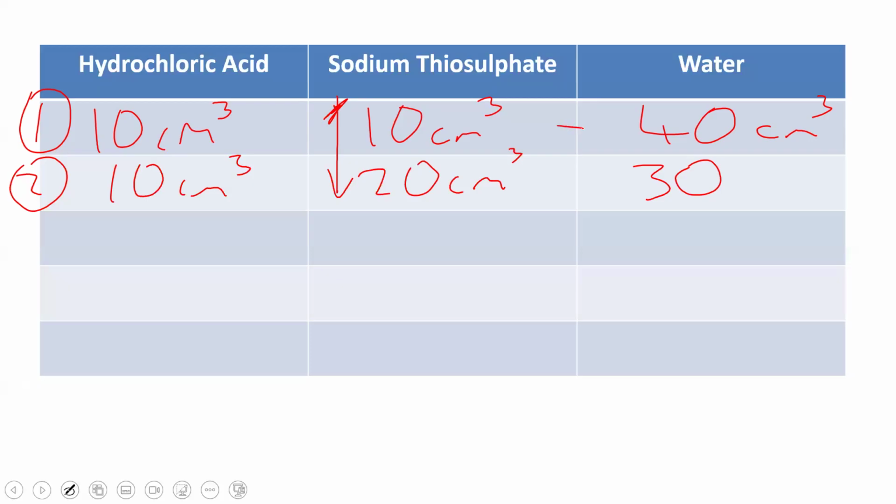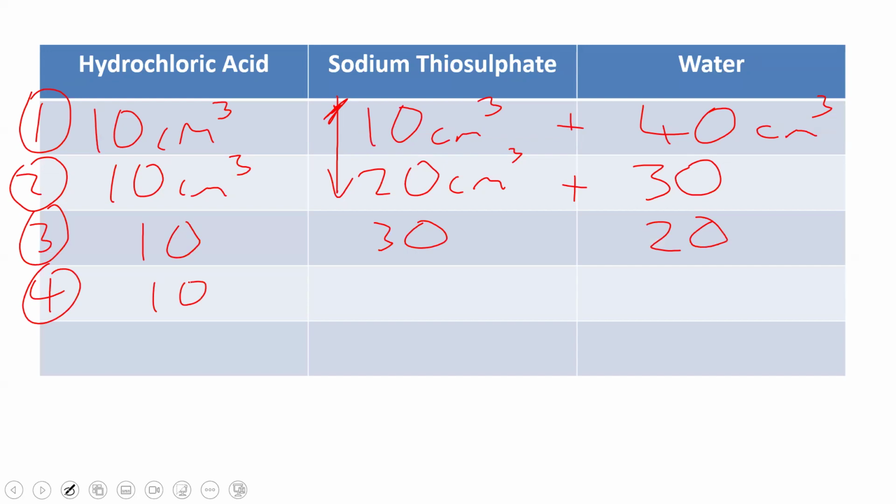But you've also got to remember 10 plus 40 is 50, 20 plus 30 is also 50. So one of the control variables is the fact that you've got the same volume of liquid in the sodium thiosulfate and water. Experiment number 3, 10 of acid, 30 of thiosulfate, 20 of water. Experiment number 4, 10 of acid, sodium thiosulfate is 40, 10 of water. Experiment number 5, 10 of hydrochloric acid, 50 of sodium thiosulfate, 0 water.